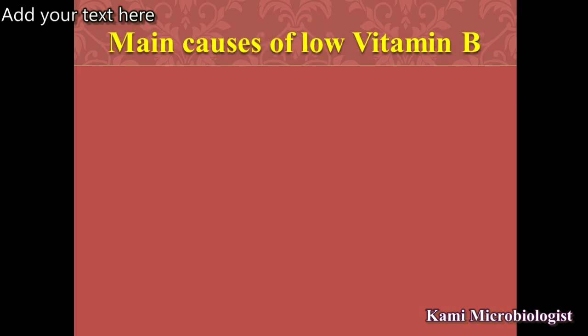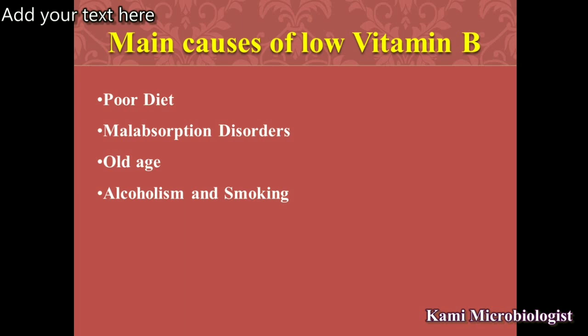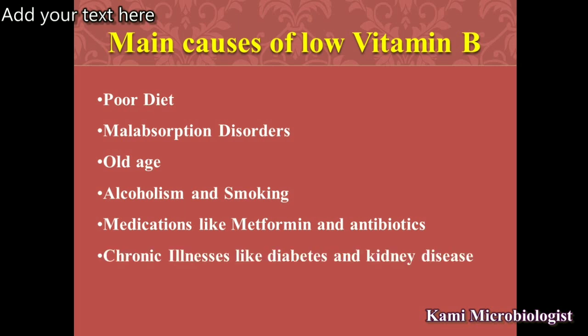Now let's see the main causes of low and high vitamin B. First of all, the main causes of low vitamin B: poor diet, malabsorption disorder, old age, alcoholism and smoking, and medications like metformin, which is used for glucose control in diabetes cases, and antibiotics. We also have chronic illnesses like diabetes, kidney disease, pregnancy and lactation.